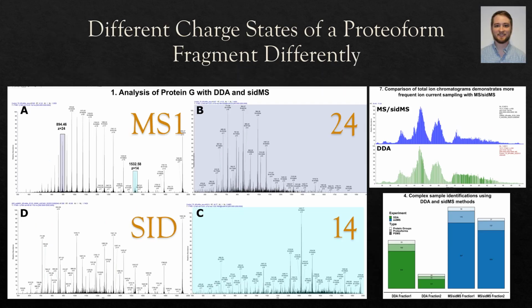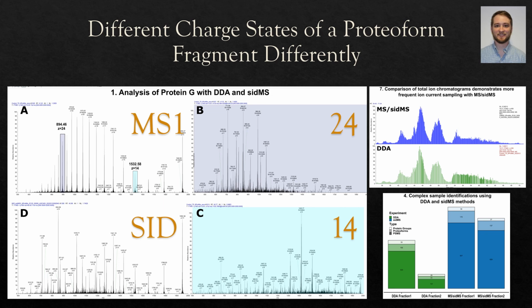To illustrate this, here's an example of a particular protein. And you can see the MS1 spectrum in panel A, and there are so many different charge states of this protein G. If you pick charge state 24 in the purple box, you see the fragmentation in panel B. And if you pick the charge 14 envelope in the light blue panel C, you see a completely different fragmentation spectrum. And this is frequently true.